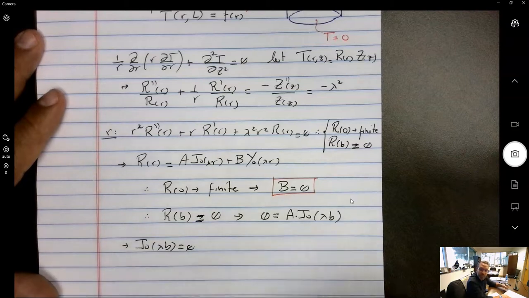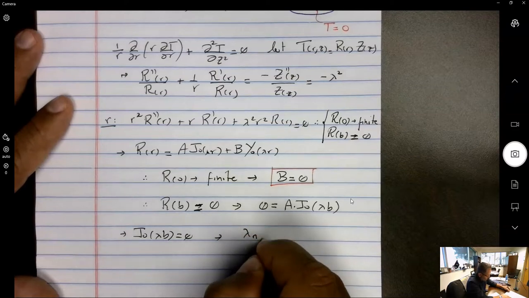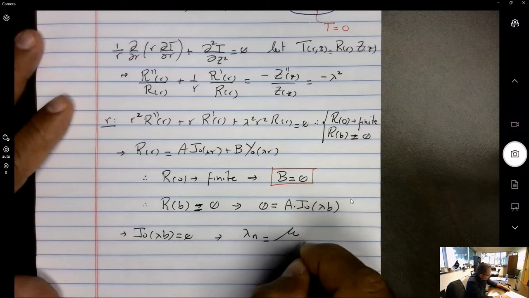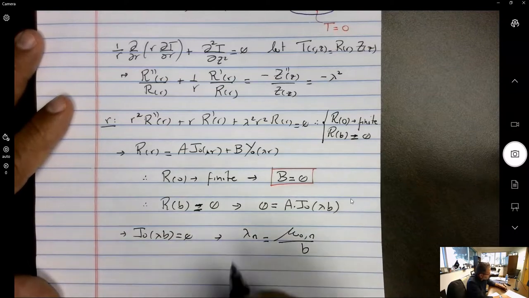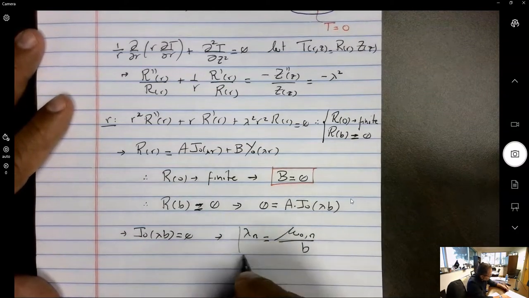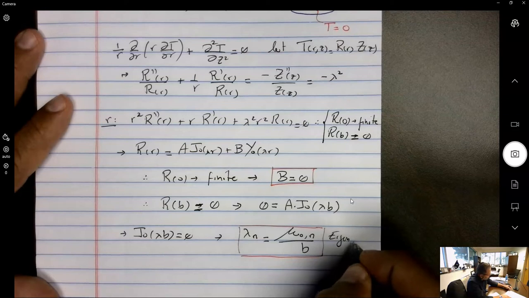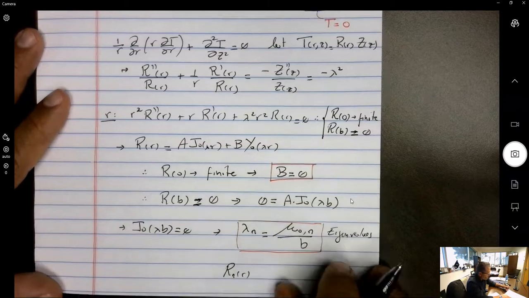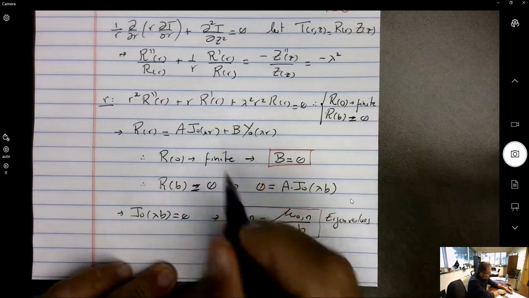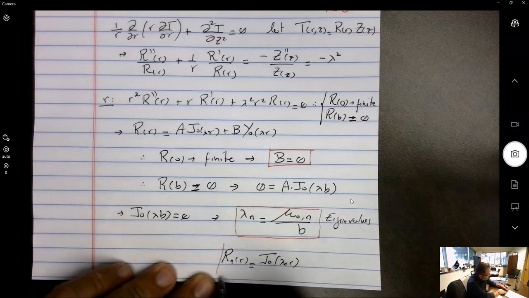And since J0 is a function that oscillates and crosses the axis an infinite number of times, we can conclude that lambda n should be the roots of the Bessel function of the first kind of order 0, the nth root divided by b. So these are the eigenvalues. And essentially R_n of r is just simply the remaining function, which is J0 of lambda n r. These are the eigenfunctions.